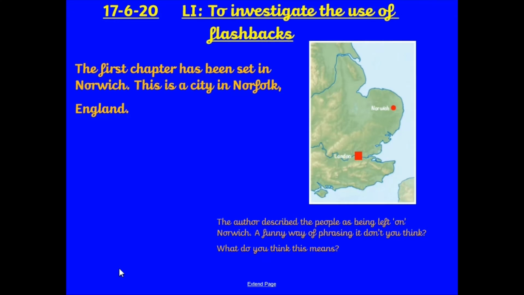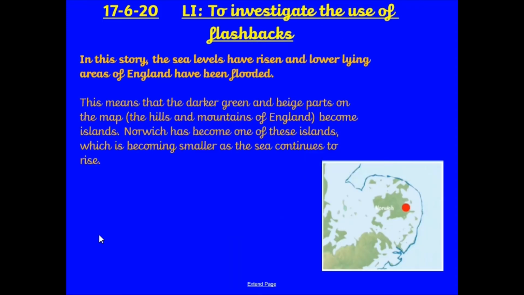Now then, the first chapter has been set in Norwich. Now this is a city in Norfolk in England, which is just Norfolk is this area here, and this is Norwich. London is down here, and it's obviously going up to the north. So you can see where this is in England. Now, the author described the people as being left on Norwich. Again, it's a very funny way of phrasing it, don't you think? Again, why has he used being left on Norwich? Well, because it's now an island.